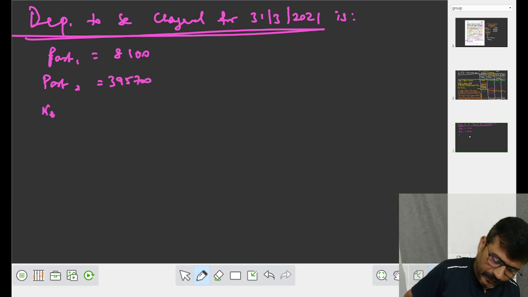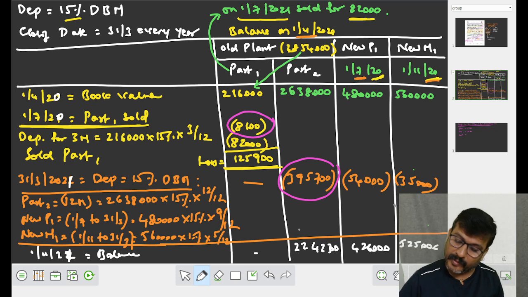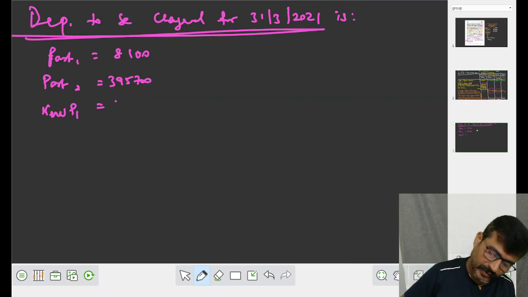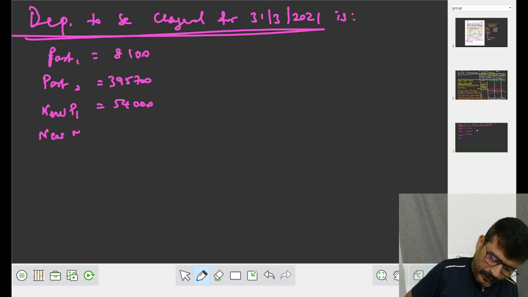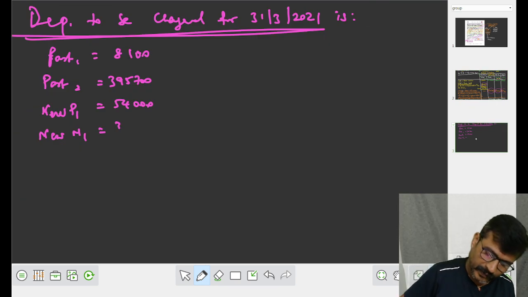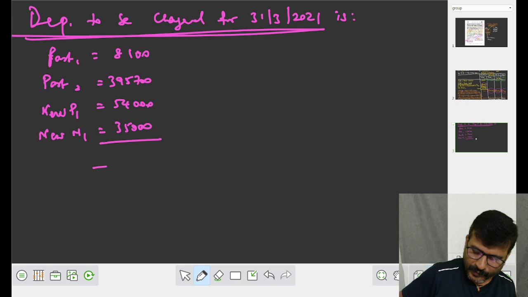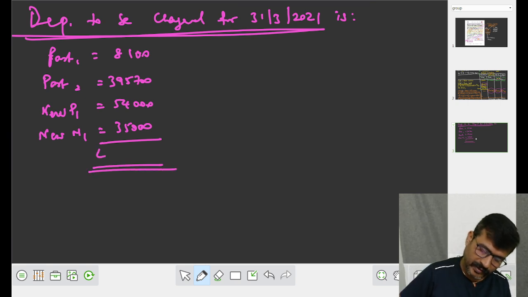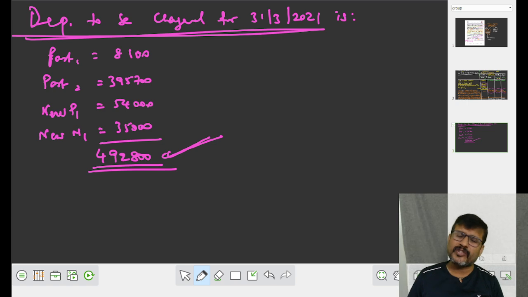Then on new plant 1 it is how much? 54,000. Then on new machinery 1 it is how much? 35,000. Find out the total depreciation. 4,92,800. This is the depreciation that we have to charge at the end of the year, my dear students.